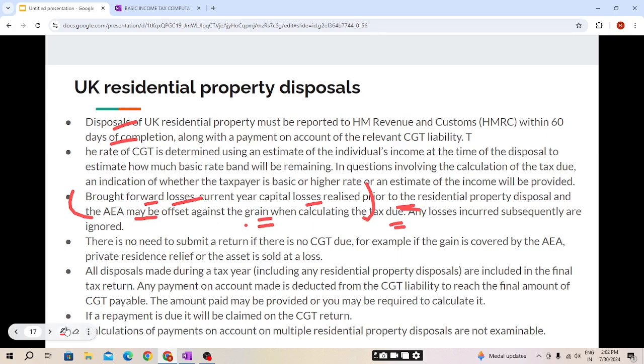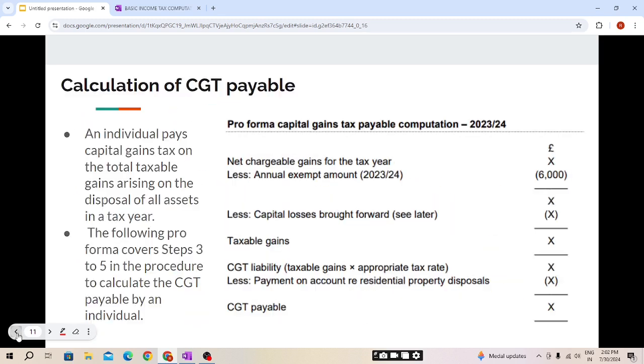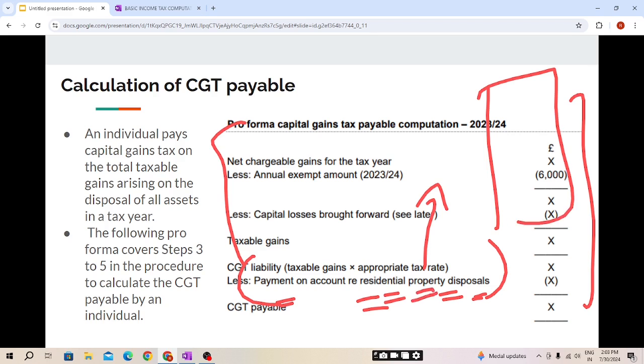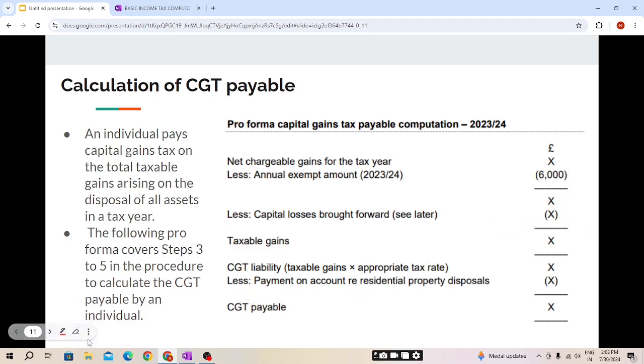I hope this is clear, students. See here, students, please do remember the format here. Less payment on account of residential property disposal. Whenever we have a residential property disposal, we need to pay the CGT liability within 60 days. So we'll calculate based on the estimation and we'll pay the amount. But when we perform the final calculation, we need to include the residential property and perform the whole calculation again and then less the payment which we have paid. I hope this is clear, students.